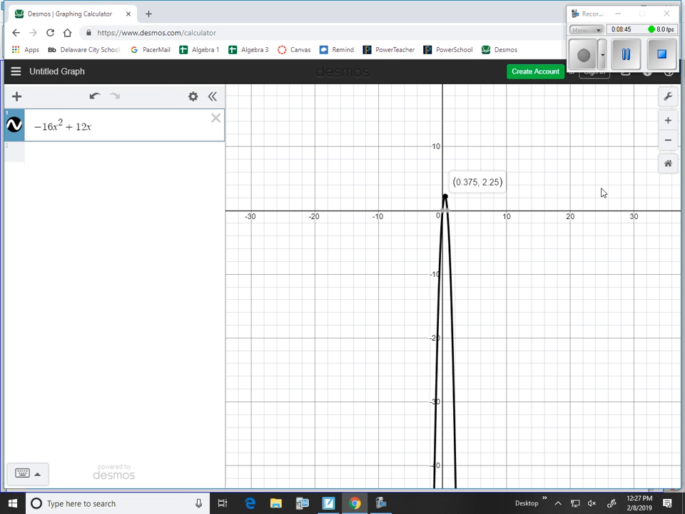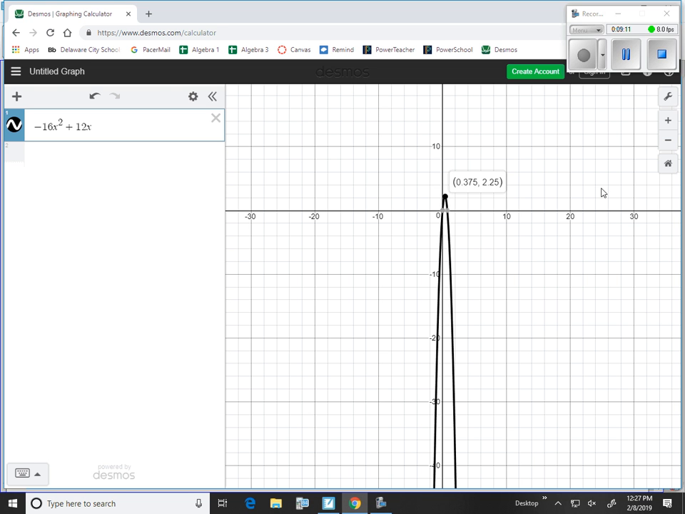2.25 feet. Okay, what does the 0.375 represent? The time. That's the time. Okay, so at 0.375 seconds, you were 2.25 feet in the air. That's the highest that you got. Okay, so that's part A, 2.25 feet.